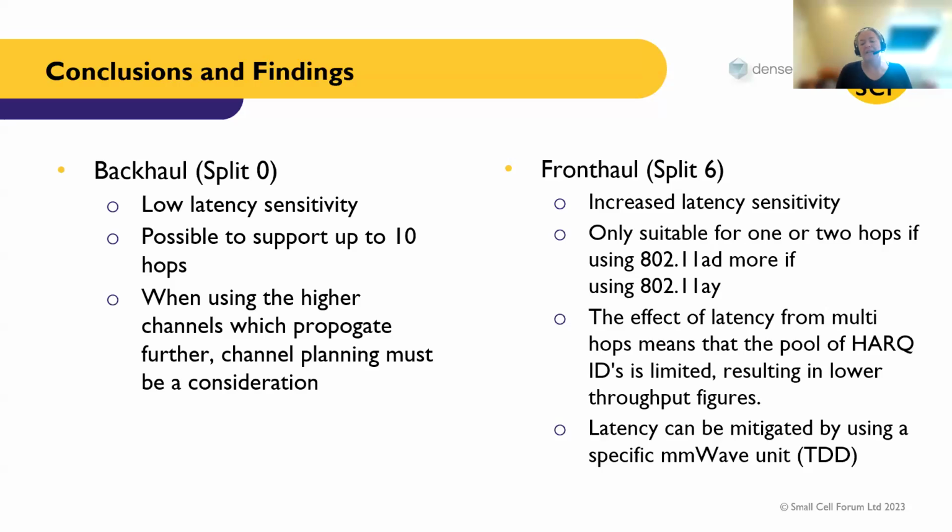So the effective latency from the multi-hops can affect this. It's basically down to the HARQ IDs being used. If it gets to the stage where there's no acknowledgement of the HARQ ID, then it doesn't get released back into the pool. So you can run out of HARQ IDs, and that then affects the throughput. So that's the latency sensitive part of it, and that's how it affects it. But again, that can be mitigated using a specific TDD mmWave unit.